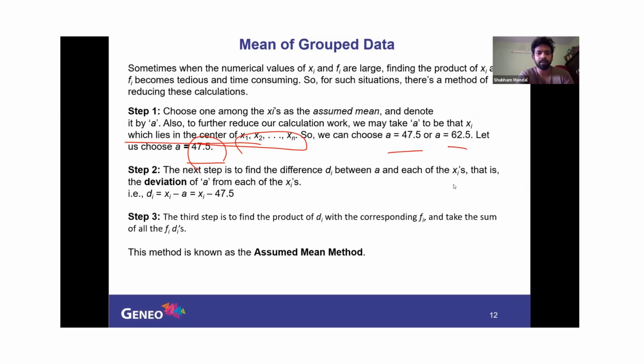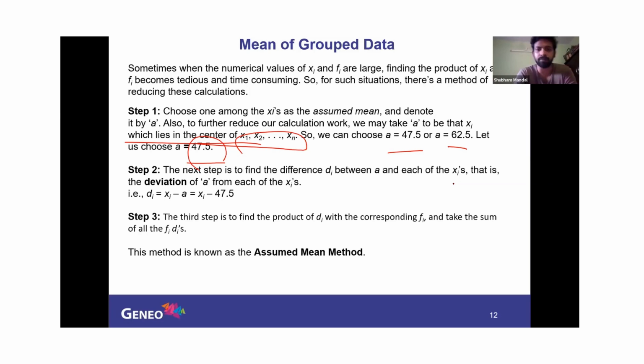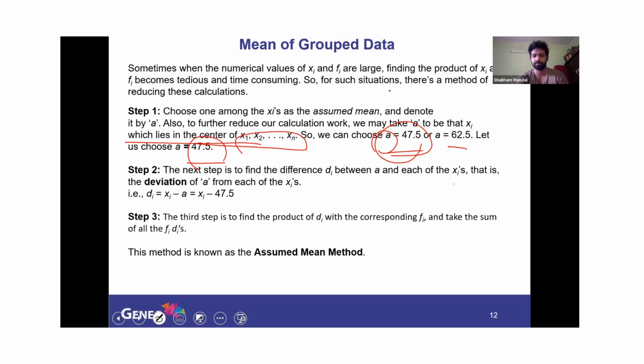We write this center value of the class marks as A. Now for each of those class marks, you find the center value minus the class mark, or class mark minus the center value. For example, 17.5 minus 47.5 will be minus 30. 32.5 minus 47.5 will be minus 15, and so on. You get this value di. This is called a deviation.